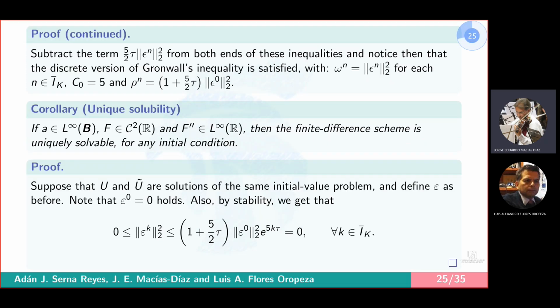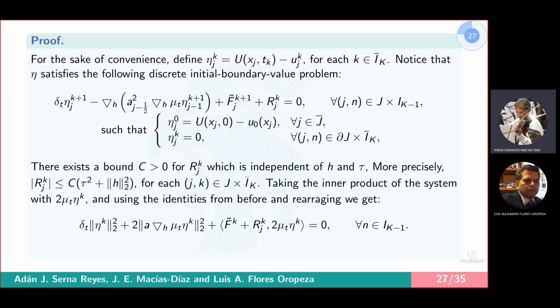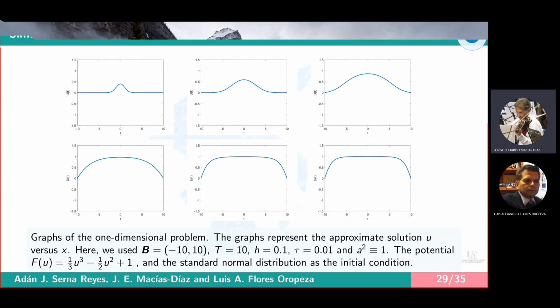So that's stability. And as a consequence of stability, we obtain the unique solubility. Under the same conditions, we establish that the finite difference scheme is uniquely solvable. The proof goes as follows. And in the same way, we can establish the convergence of the scheme. Under suitable regularity conditions on U, on A and F, we can prove that the system is convergent with quadratic order of convergence. I'm going to skip the proof because it's similar to stability.